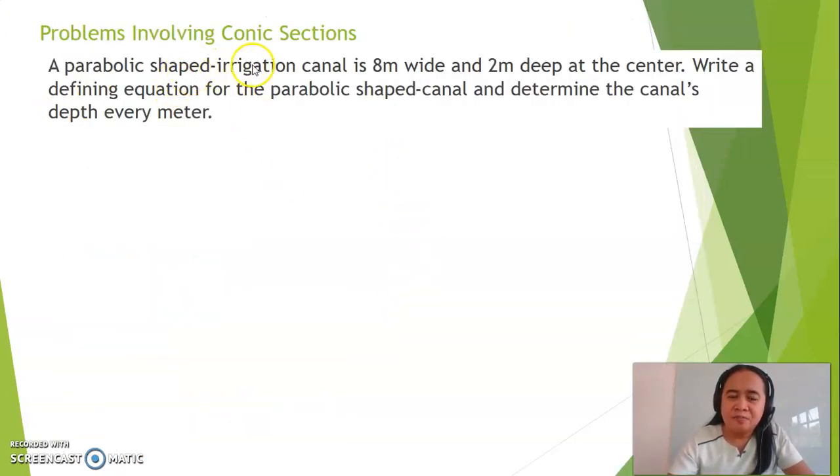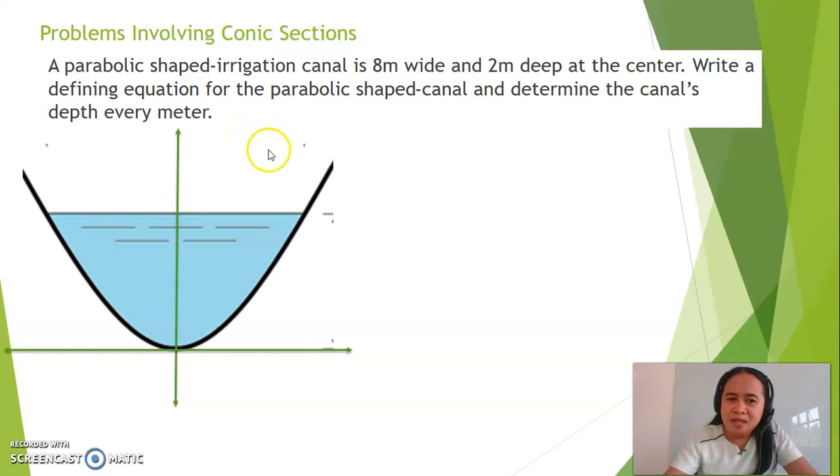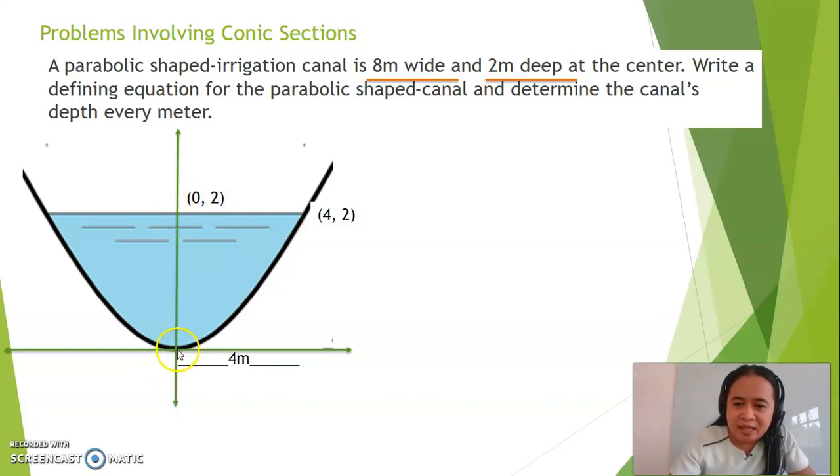A parabolic shaped irrigation canal is 8 meters wide and 2 meters deep at the center. Write a defining equation for the parabolic shaped canal and determine its depth every meter. Take note, the given is it's 8 meters wide, so half of it would be 4 meters. Another is it's 2 meters deep at the center. Therefore, the coordinate here would be 4 and 2, and of course at the center it's 0, 2. This is the vertex, and this is where our focus is.